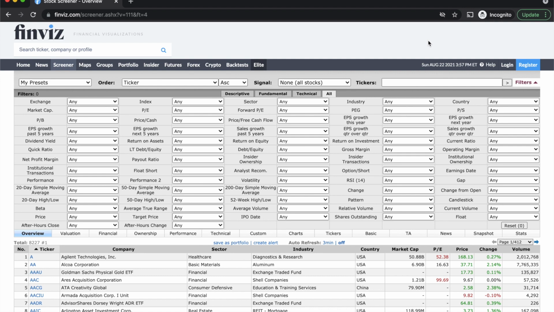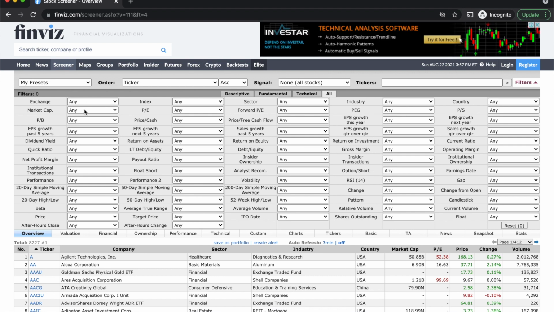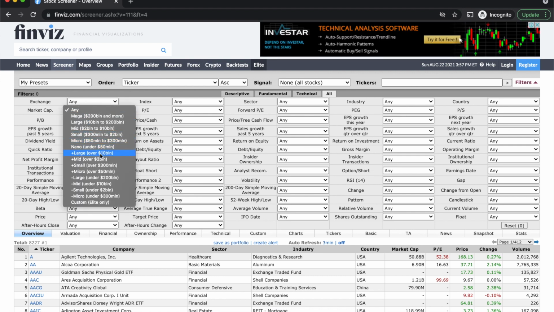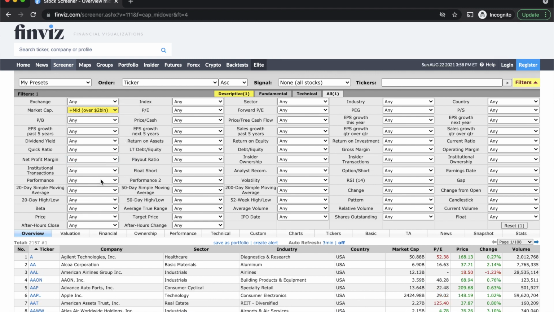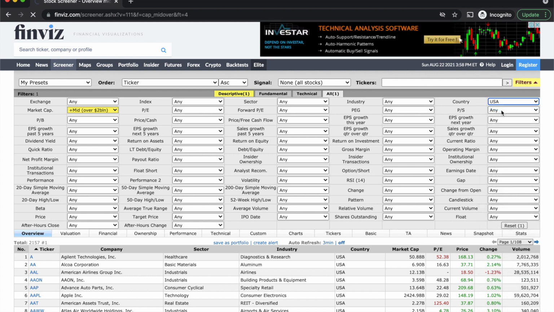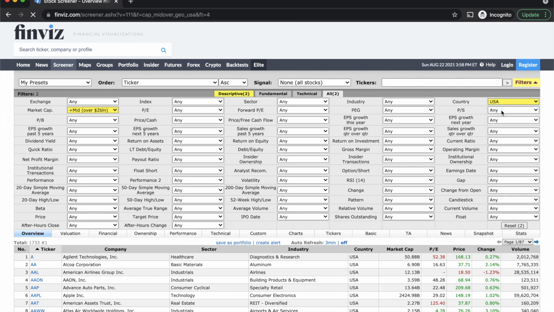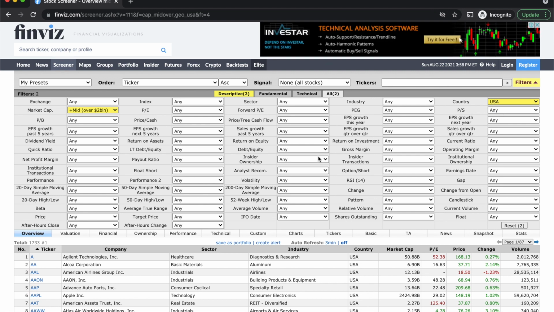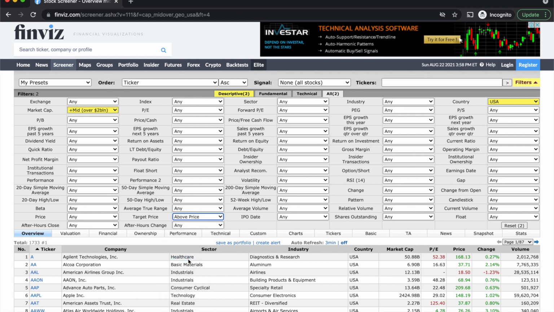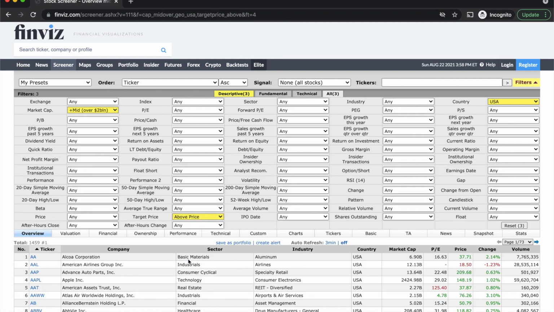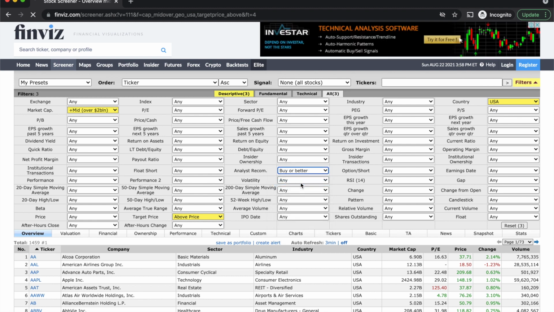In that particular screener, basically what I do is I look for stocks which have a market cap of above $2 billion, because I don't want to pick up very small companies. Then I'm going to pick up stocks only from companies which are headquartered in the United States. And I'm also going to pick up stocks for which the target price is above the current price. That means there's scope for the stock to go up, and the analyst recommendation is a buy or better.